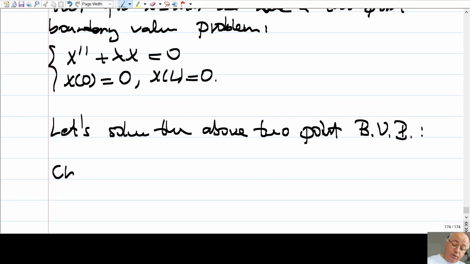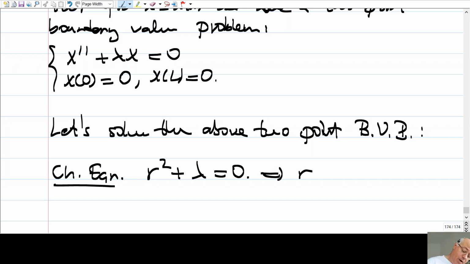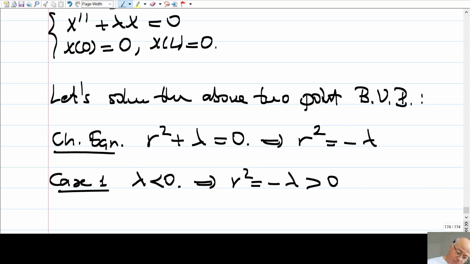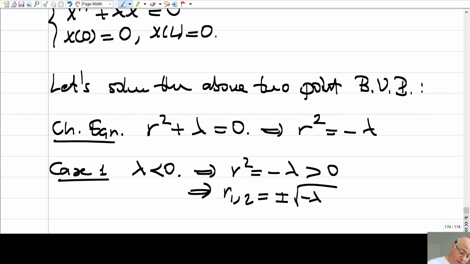Okay, how can we solve this? We write its characteristic equation as usual. So it is r squared plus lambda equals 0. From this we get r squared is minus lambda. All right, now we have cases, right? Case 1, lambda could be negative. Well, in this case, r squared is minus lambda, which is positive. Therefore, r1 and r2 are just the square root of this positive number, plus square root and minus square root.